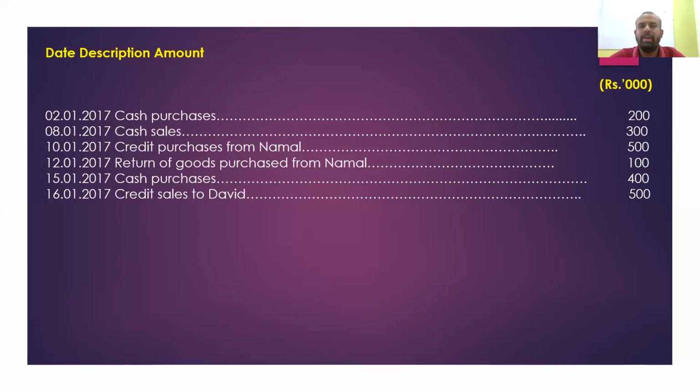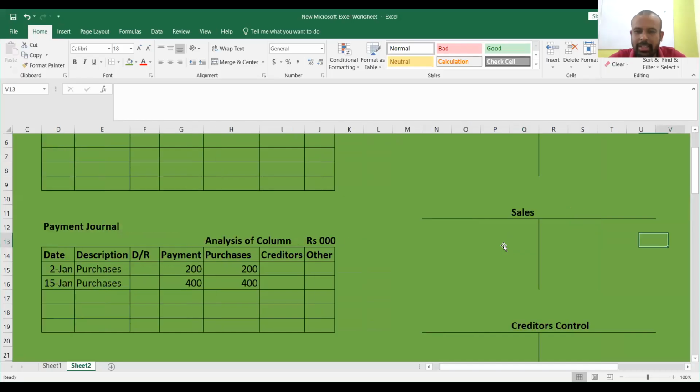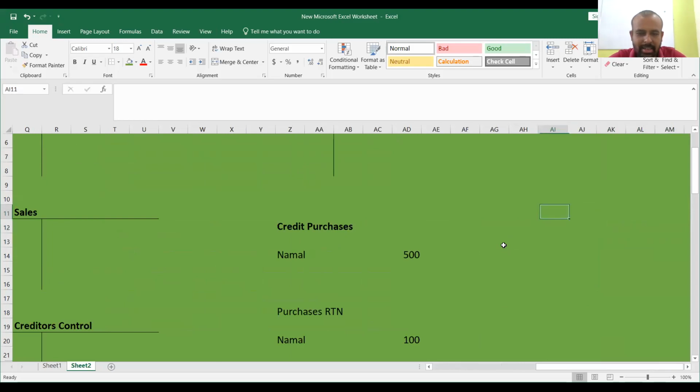What is next? Credit sales to David, 500. Credit sales you cannot record in the sales journal. Credit sales to David 500. So why did I record it like that? Because I need to prepare the debtors control account at the end of the period. For that, I need to identify the total of the credit sales. So that is why we recorded it there.